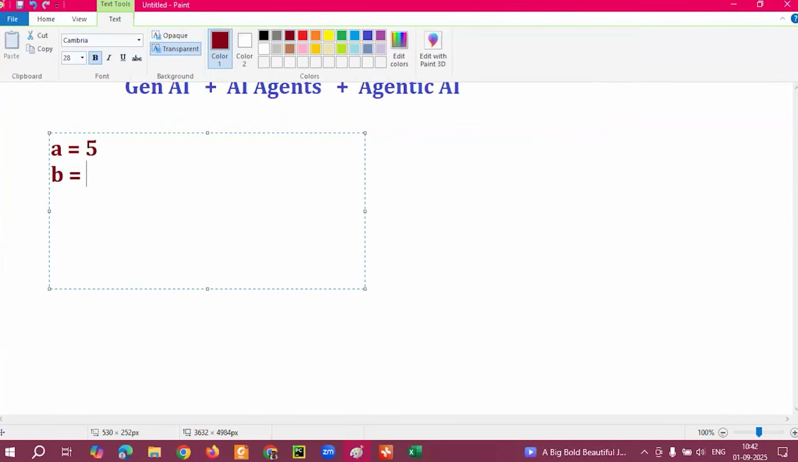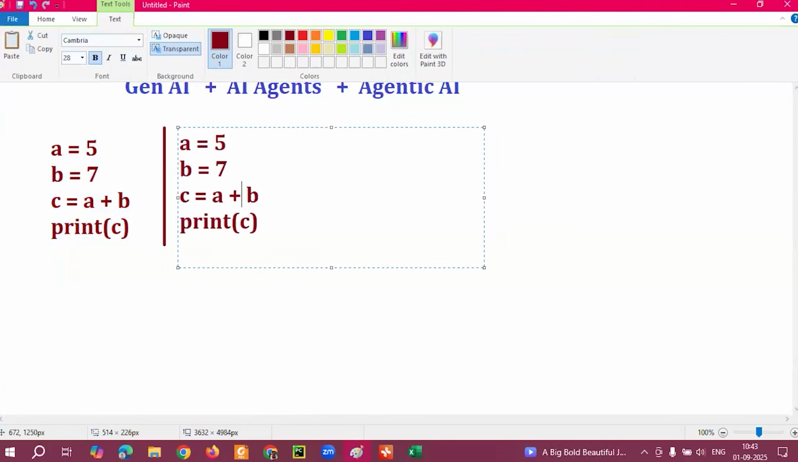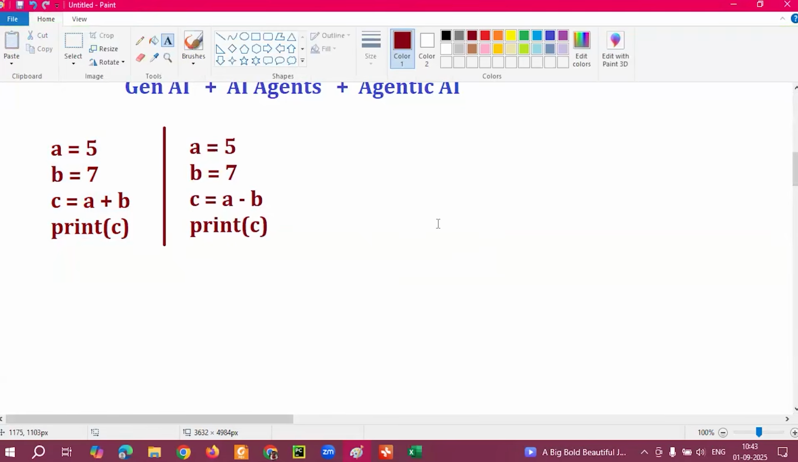A equal to 5, B equal to 7, C equal to A plus B. Print C. This is what? Addition of two numbers. I trained. Then I trained subtraction also. A minus B also I trained. Oh, very good. Nice. Addition of two numbers, subtraction of two numbers. These two I trained. If anyone asks, give me addition of two numbers, available, provided. Subtraction, available or not available? Available, provided.